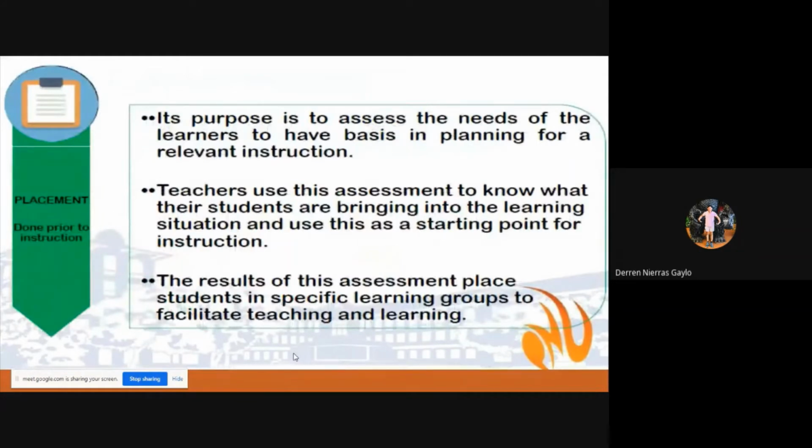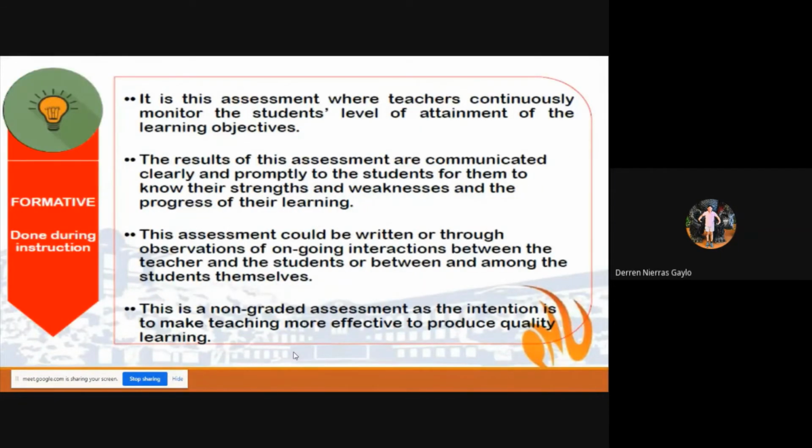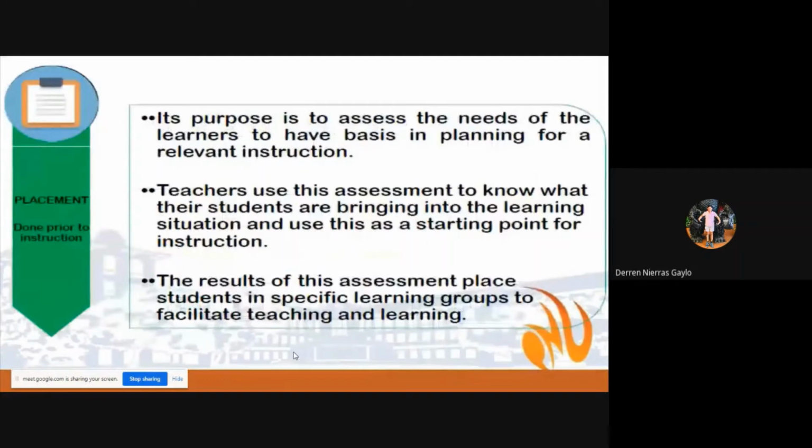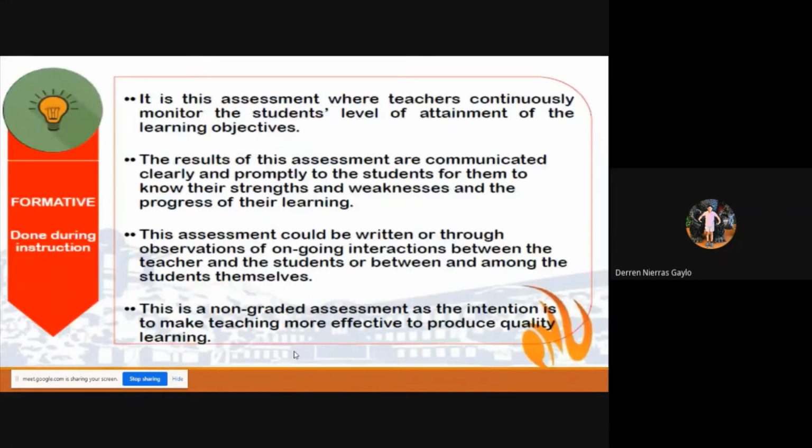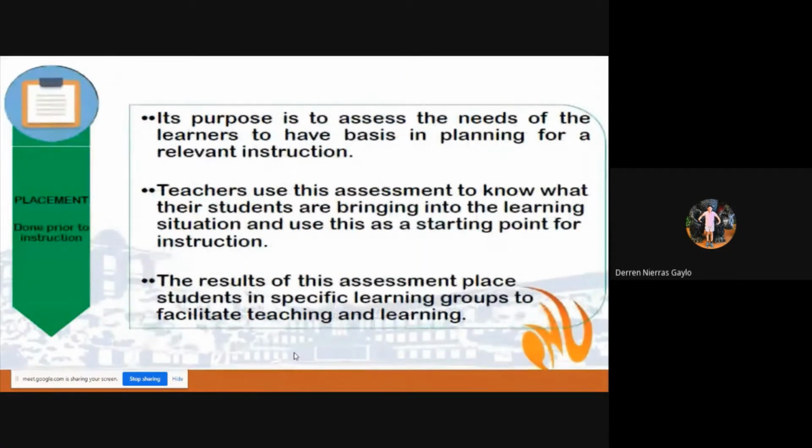Placement assessment is done prior to the instruction. Its main purpose is to assess the needs of the learners to have basis in planning for a relevant instruction. And teachers use this assessment to know what their students are bringing into the learning situation and to use this as starting point for instruction. The results of this assessment place students in specific learning groups to facilitate the teaching and learning process.